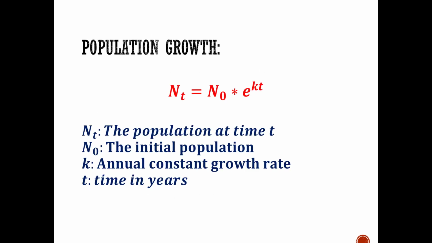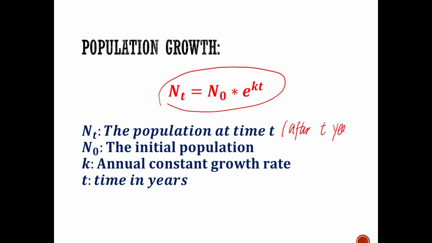So the model we are using here is the population growth model. So you get N(t) equal to N0 times e to the kt. So this is the model we are using. In this model, first thing is N(t). N(t) is the population at a time t, or you can say after t years. You can also say that that's population in the future, and N0 represents initial population.